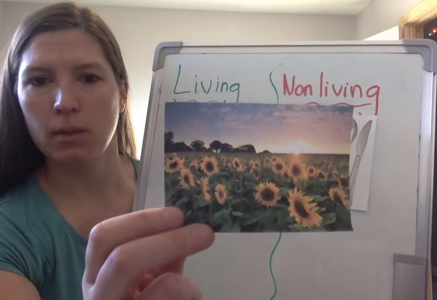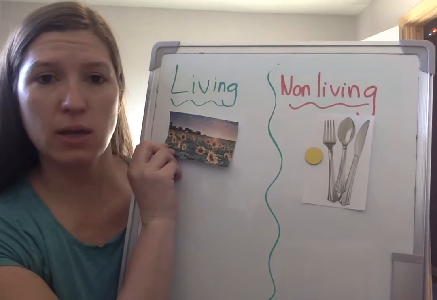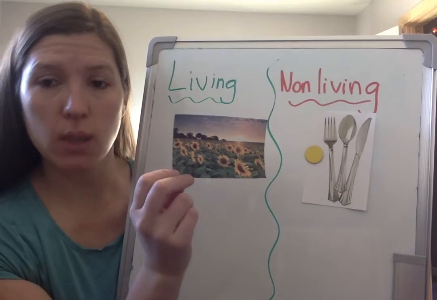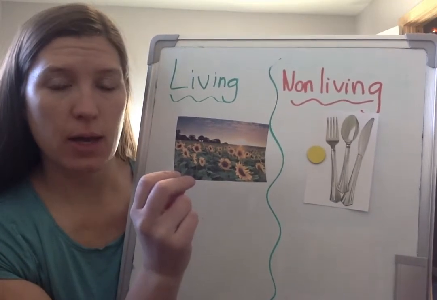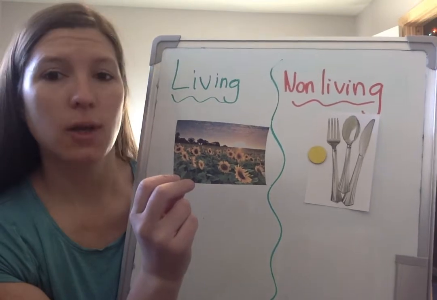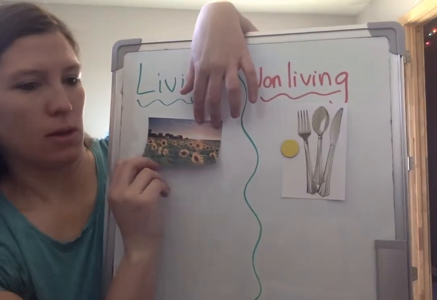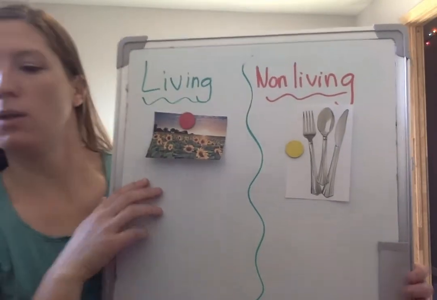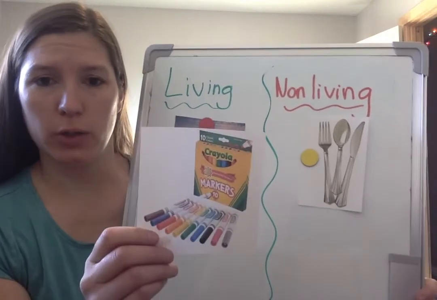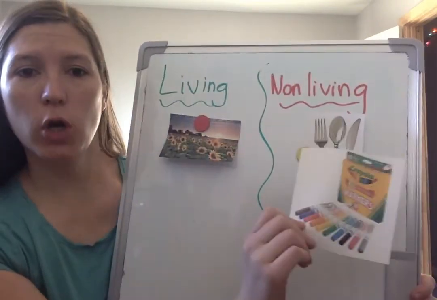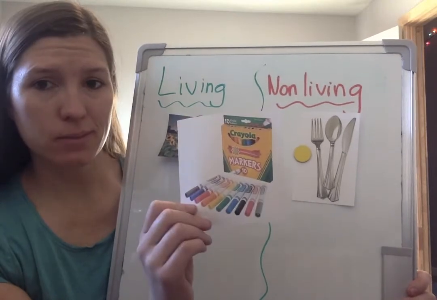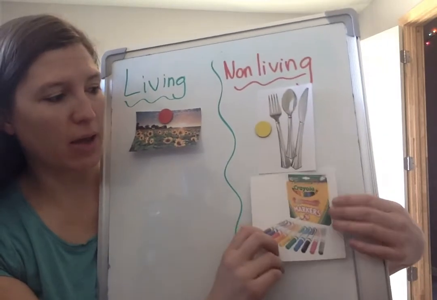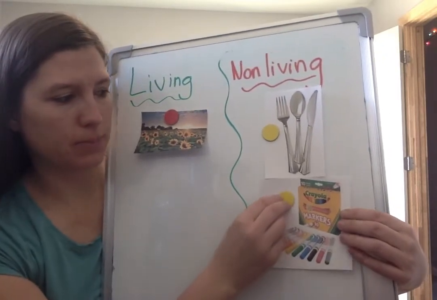Sunflowers. Are sunflowers living things or non-living things? Do sunflowers need water, a space to live, air, and food? Yes, so it's living. So I'll put it right here. Let's go to the next one. Markers. Are markers living or non-living? Do they need water? Do they need food? Do they need a space to live? No, they are not alive, so this is a non-living item.